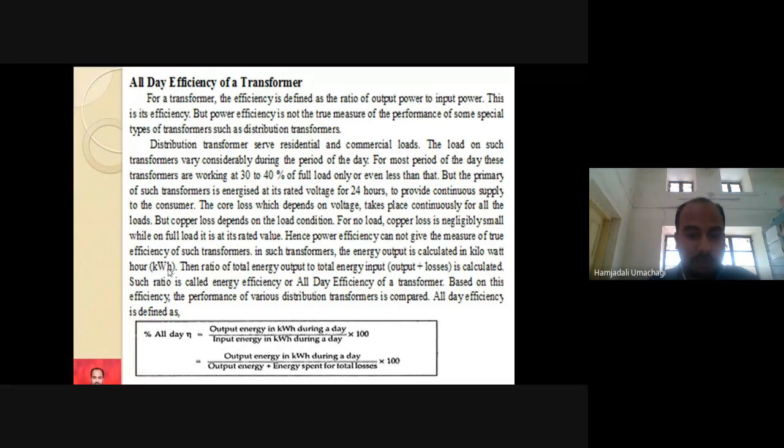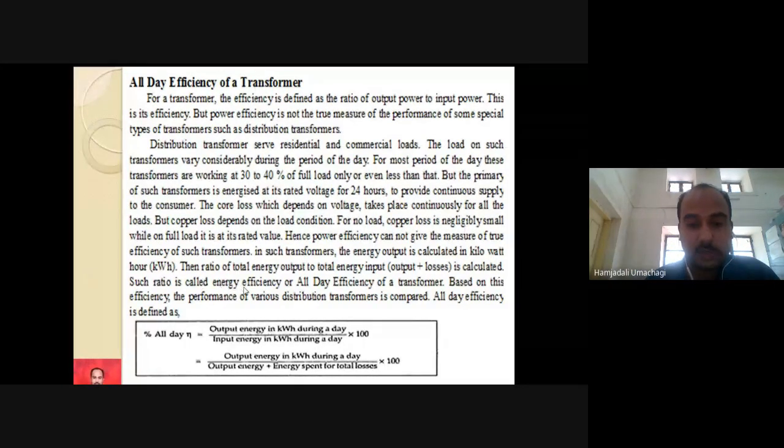So if you check the energy meter in your homes, it has the unit written as kWh, kilowatt hour. Okay, then the ratio of total energy output to total energy input. Once again, here also it is output by input only, but now output is expressed in terms of energy, as well as energy input is also expressed in terms of energy. So if I take efficiency in terms of energy, then I am going to get the exact value of the efficiency. If I take the efficiency value in terms of power, power meaning kilowatt, then that is not going to give us the exact efficiency of the transformer.